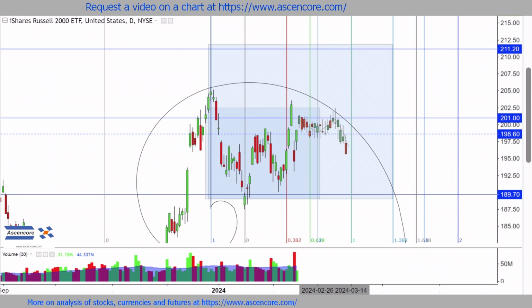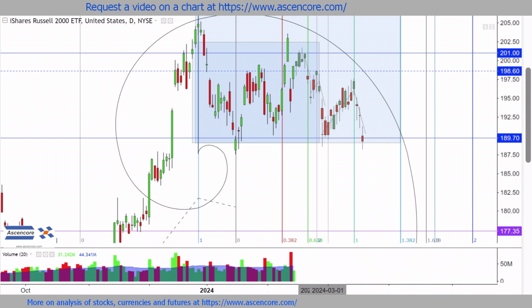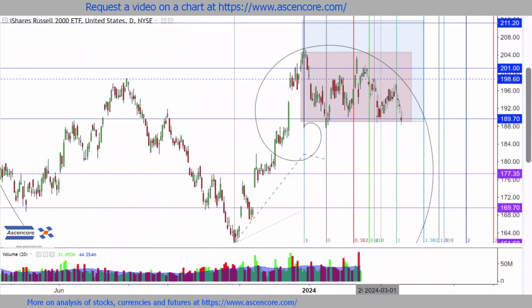On the other hand, failing to get consecutive closes into the 200s by the second week of March, generally following the curvature of the spiral near these time zone lines down towards that 169 level, which could become the lower boundary of a larger bearish reversal range.